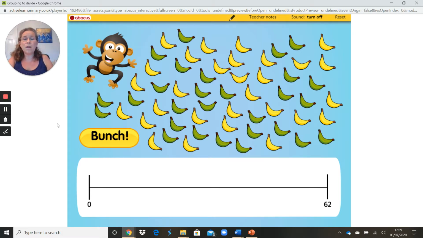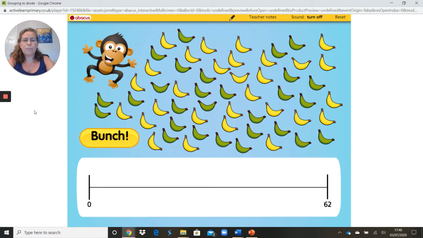There are 62 bananas and Chunky Chimp eats 5 bananas a day, or 1 hand a day. We're going to work out how many hands of bananas he has. We're going to work out how many days 62 bananas will last him.